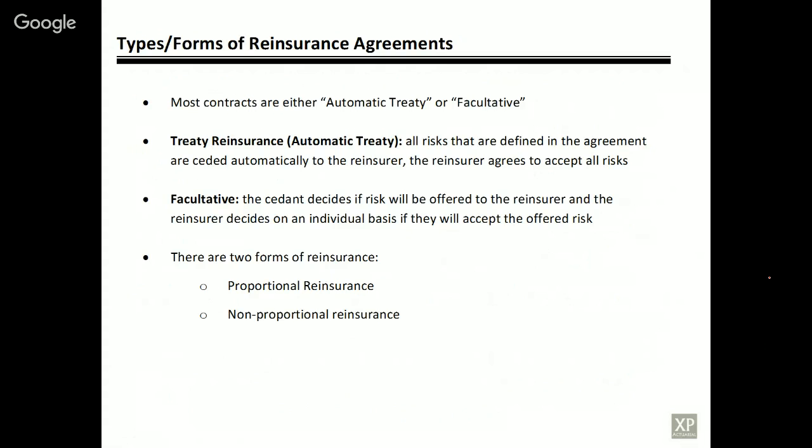And there are two types of reinsurance agreements: automatic treaty and a facultative treaty. An automatic treaty, what happens here is all risks are defined in the agreement, and then they're automatically ceded to the reinsurer, and the reinsurer has to accept the risks. In a facultative agreement, the insurer decides which risks will be offered to the reinsurer, and then the reinsurer decides on an individual basis if they'll accept that risk. And then there are two forms of reinsurance: proportional and non-proportional.